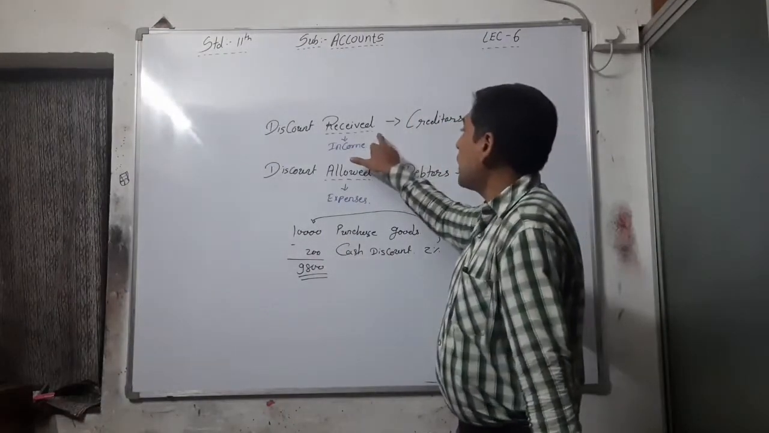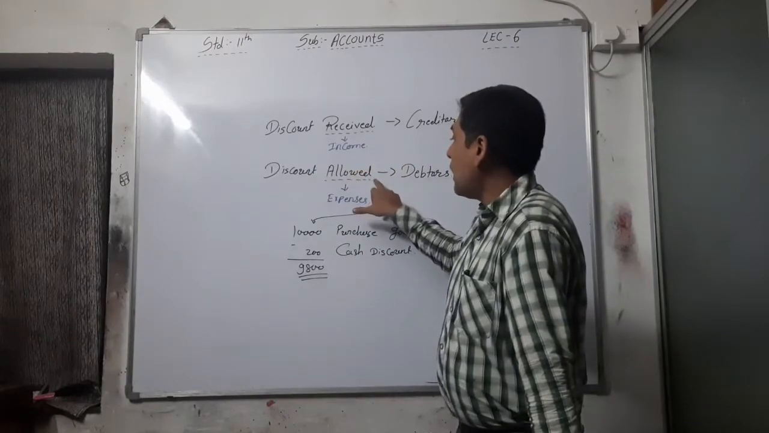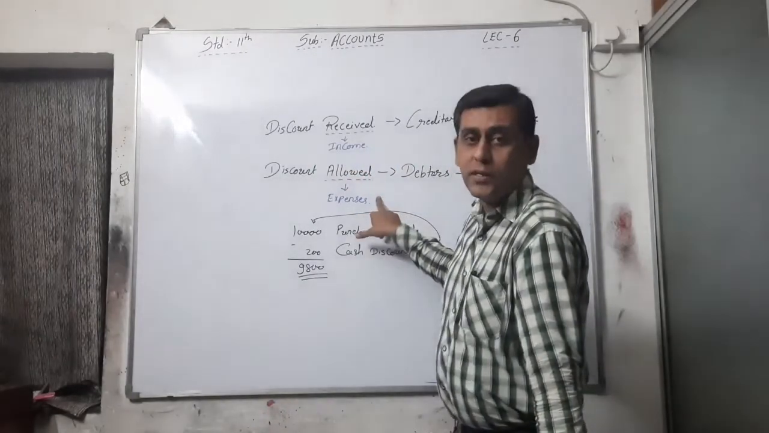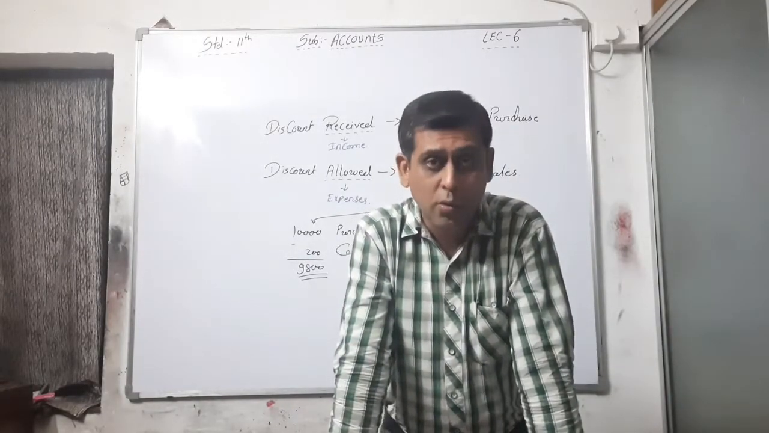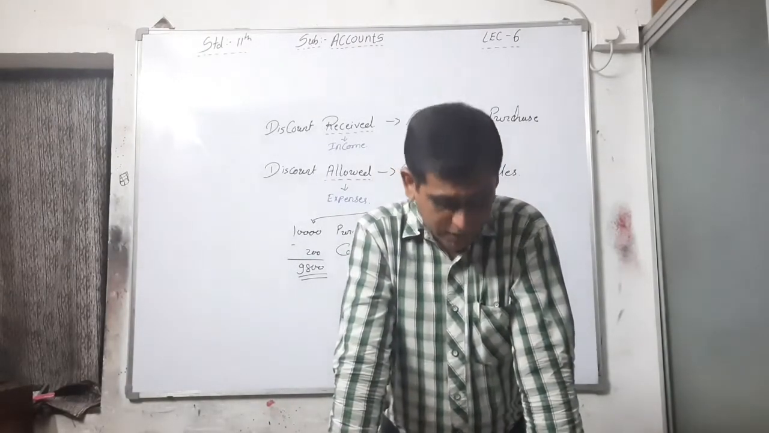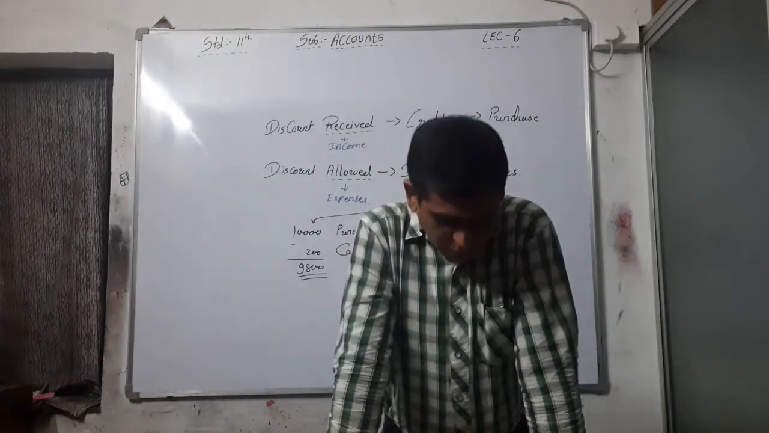See, discount received is an income, discount allowed is an expense for the business, because we are receiving a lesser amount, that's why it is our expense. Okay, this is an expense of the business.